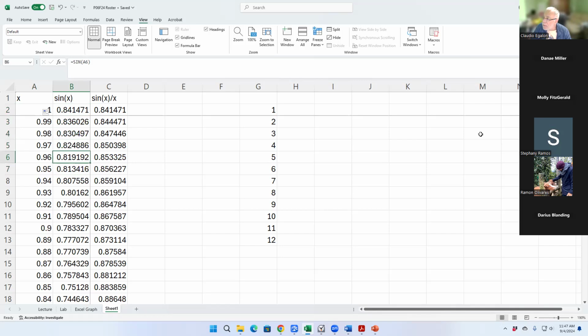What's the value of cell B2? B2 is the sine of 1. Don't forget, the sine of 1 is 1 radian. It's not 1 degree, okay? Everything that goes inside the function sine, cosine, tangent, and so on is given in terms of radians, not in terms of degrees.